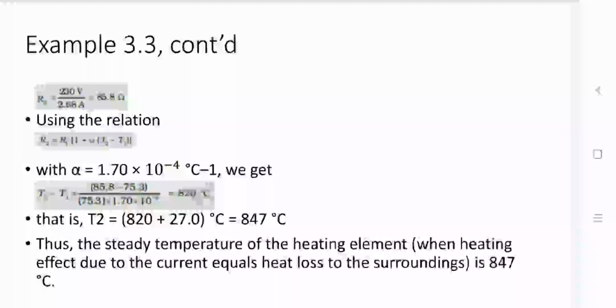820 degrees Celsius. Now T2 minus T1 is 820 degrees Celsius. What is T1? Room temperature. So T2 is 820 plus 27, which is 847 degrees Celsius. At that temperature, the heating element is constant. So now there is no further current variation, and no further heat gain or loss to the surroundings. A steady temperature value is reached.